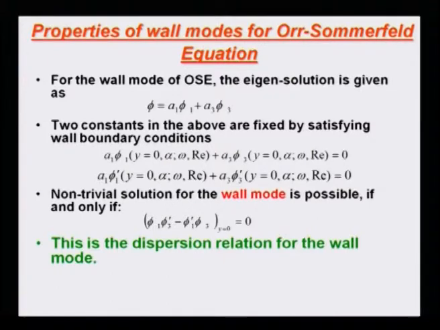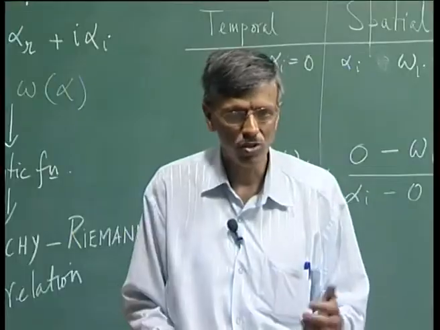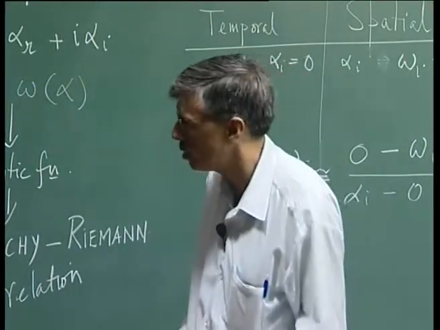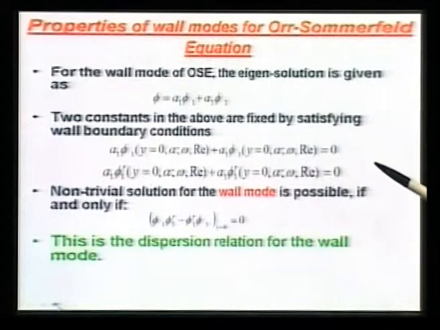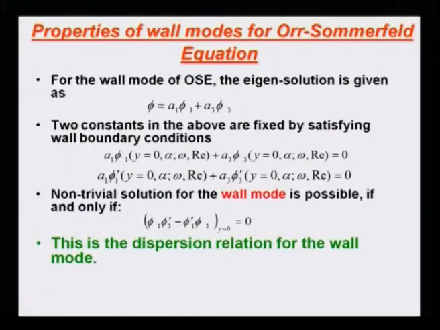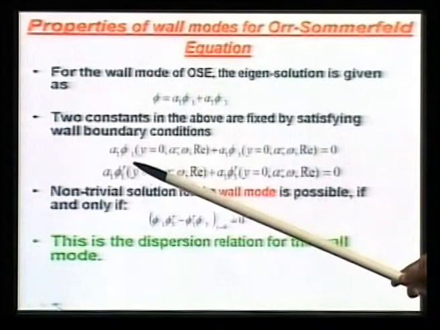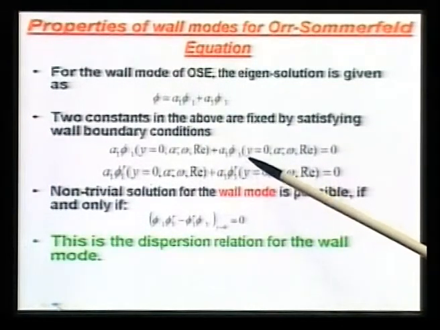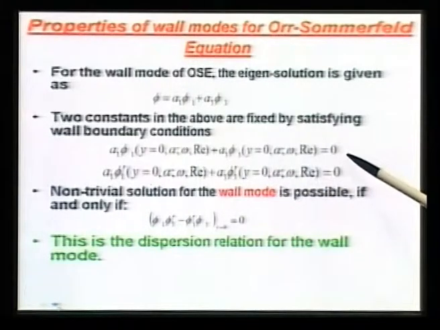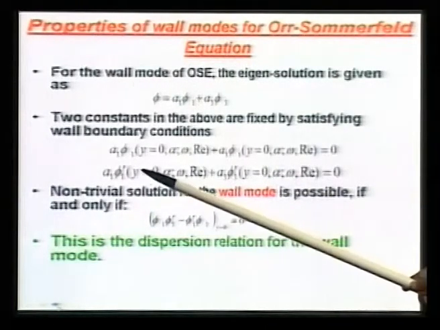Well, of course, it is a fourth order ODE. We have chosen the solution in such a way that the two conditions in the free stream have been automatically satisfied. So, what is left for you to do is to satisfy the other two boundary conditions. They happen to be the wall boundary conditions. At the wall, what do we have? Phi and phi prime are 0. So, I will write that as A1 phi 1 evaluated at y equal to 0, added to A3 phi 3 evaluated at y equal to 0, the sum of these two has to be equal to 0. Same thing about this.